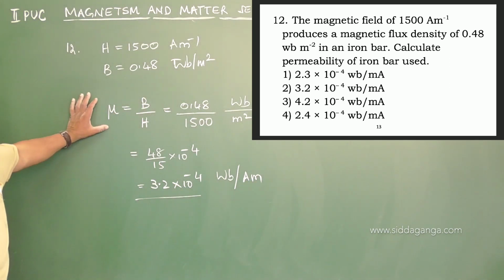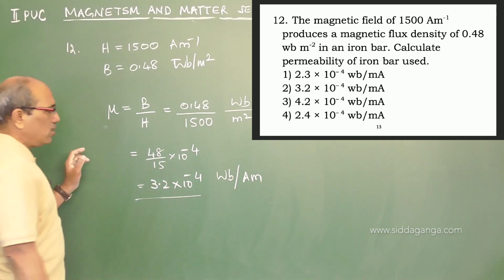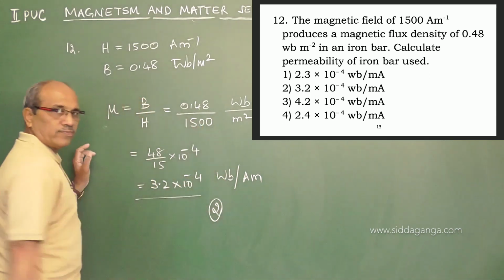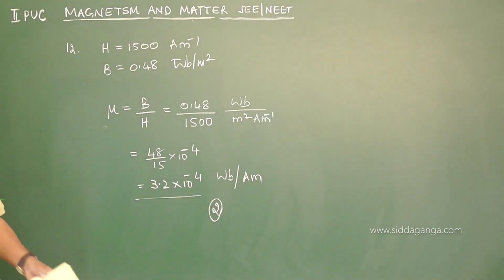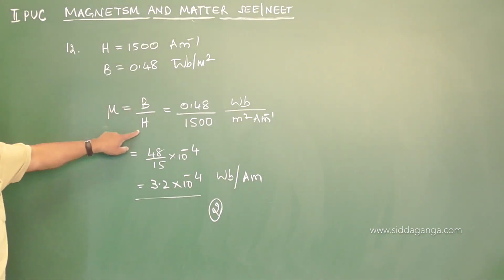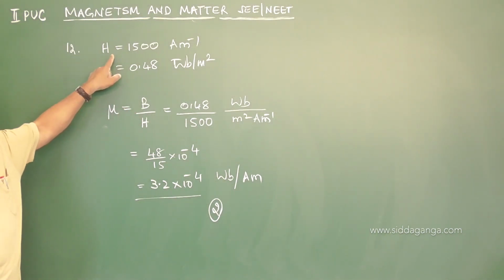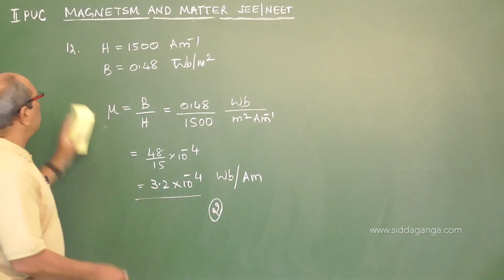The relation is mu equal to B by H. The option is 3.2 into 10 power minus 4, option number 2. Did you get the answer for that? Let us go to the next one. So we substituted B and H and got the answer.